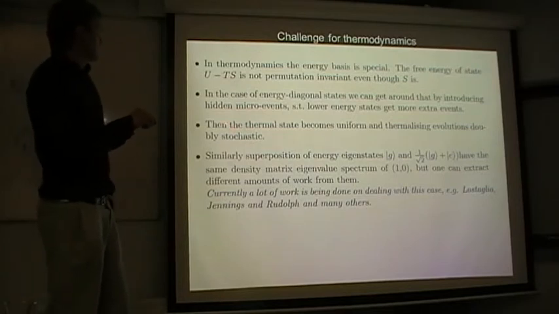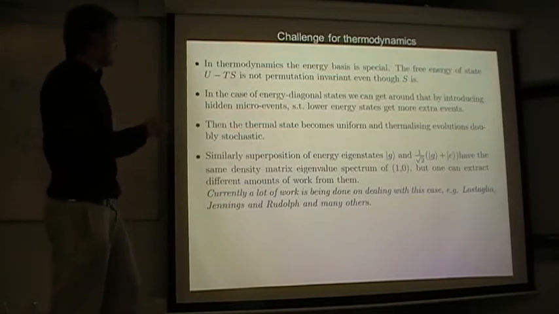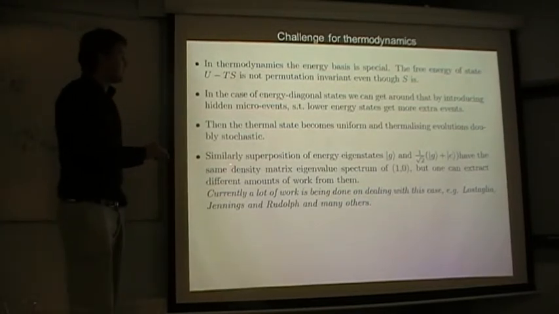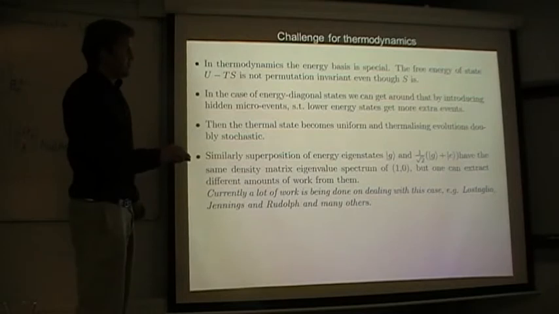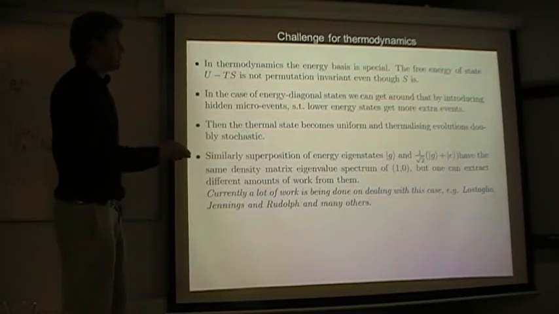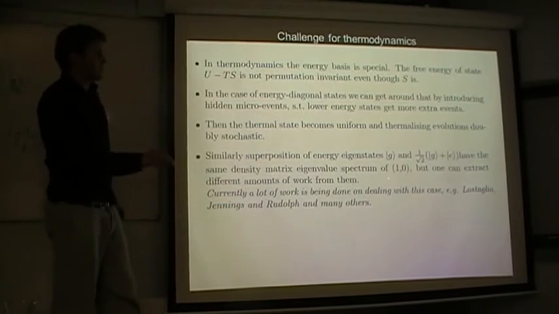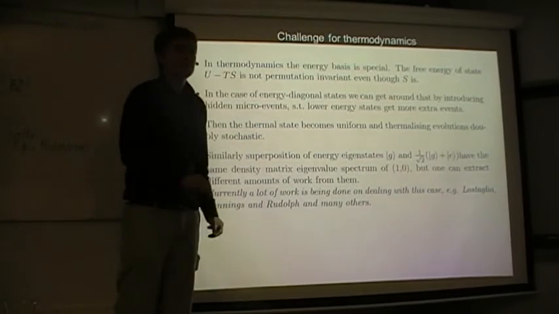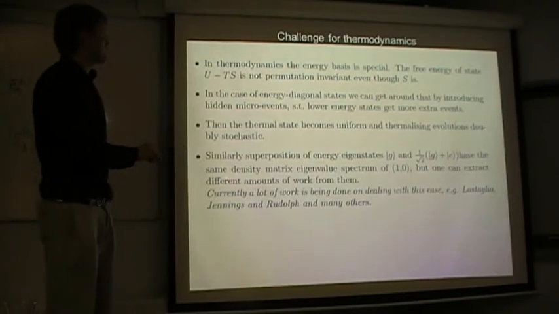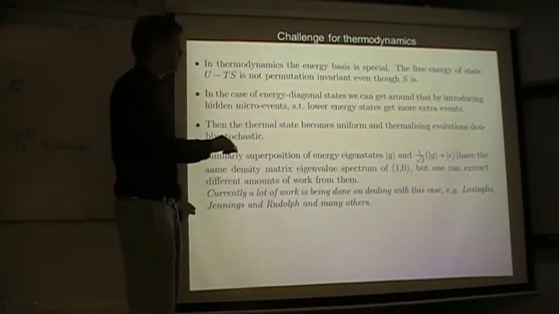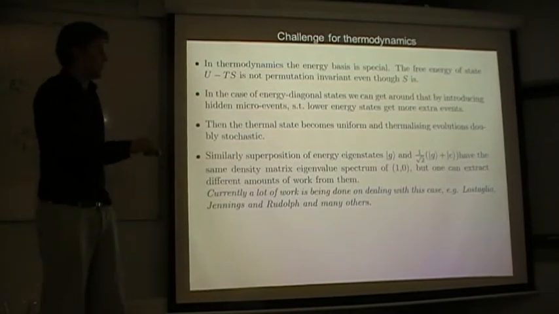So we can get around that, and the thermal state becomes uniform. And then there's the same problem when you have superpositions: G and G plus E have the same density matrix eigenvalue spectrum, which is 1, 0. But one can extract different amounts of work from them. Some people argue that you cannot extract work from coherence, but I think you can.